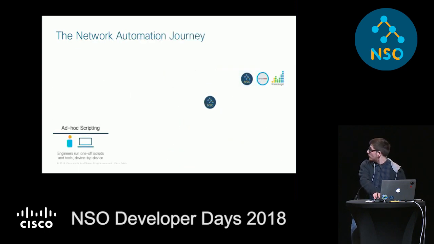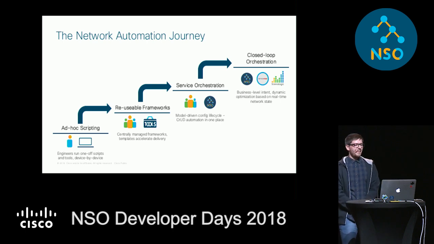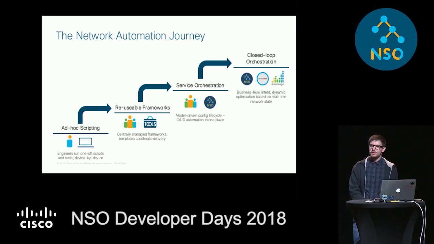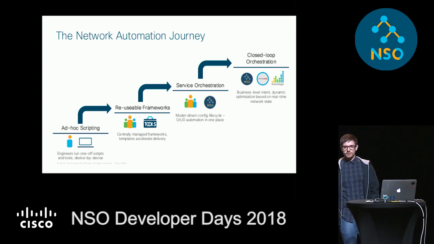So the network automation journey. Where we started off was ad hoc scripting: one-time scripting for one use, for one purpose, one group of devices. That's where we started off. So say I wanted to do a password audit or an ACL audit, we would go off, create a script, and it would go and do its job. Done.